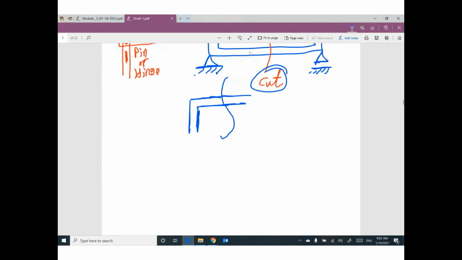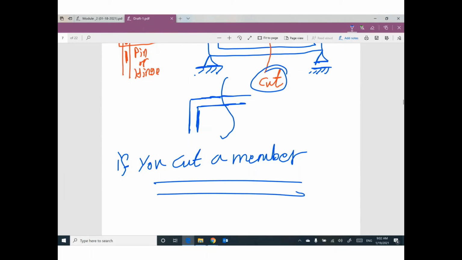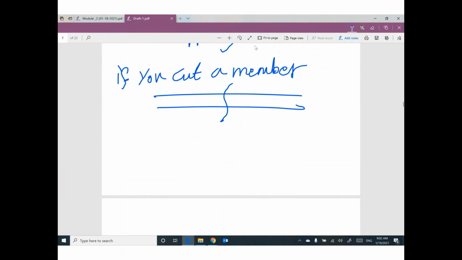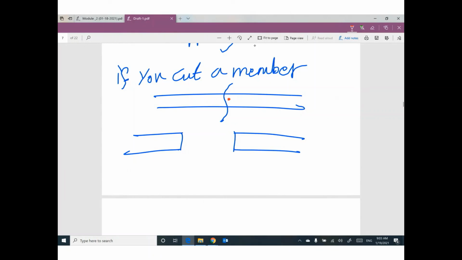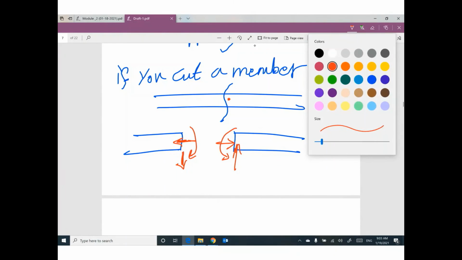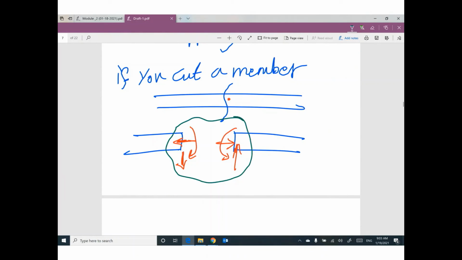If you cut a member like this, we have a member and you did cut this part and this part. At the cut location, we have 3 reactions. They will be the same here, but in opposite direction. These 6 reactions will be counted as 3 unknowns.